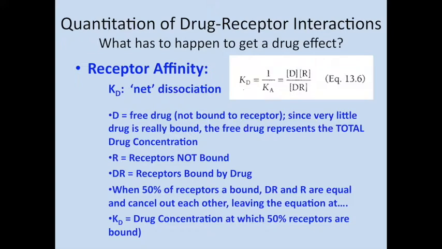But at the KD, if we define it as the point where 50% of the receptors are bound, the number R is going to be equal to the number DR. And so at the KD, the point of 50%, that's going to be the drug concentration. That is, the drug concentration at that point is going to be, by definition, the KD.